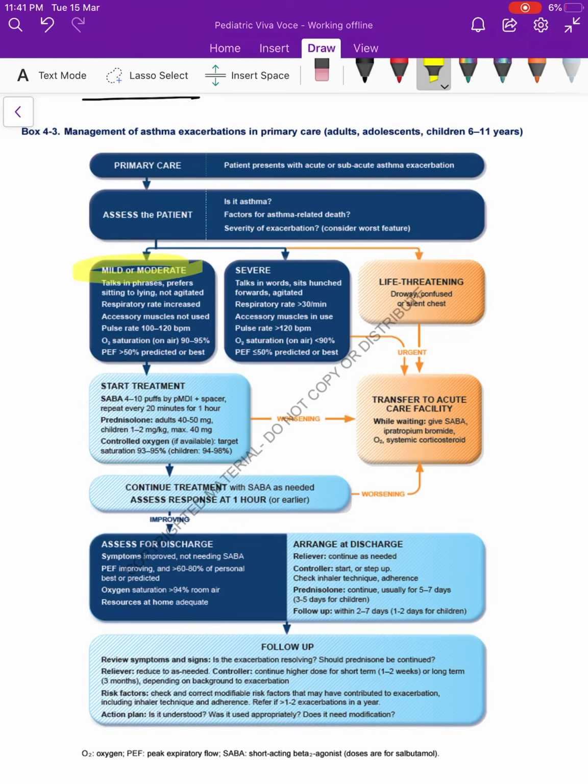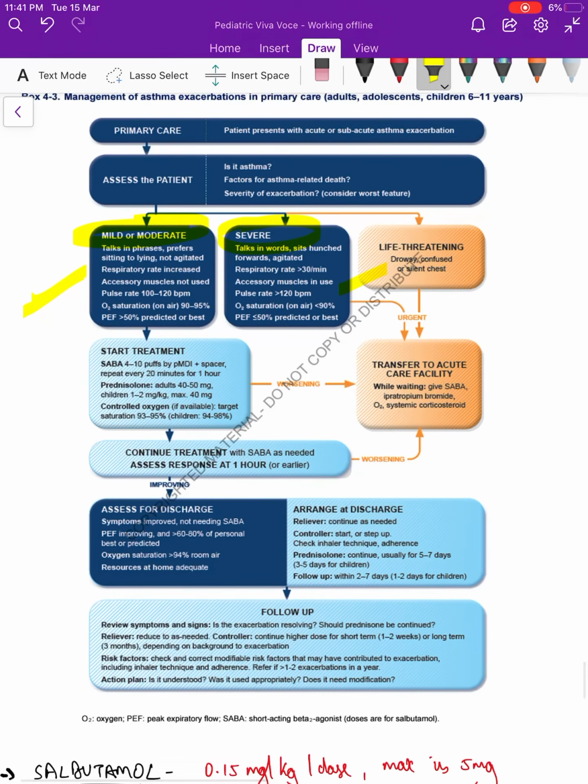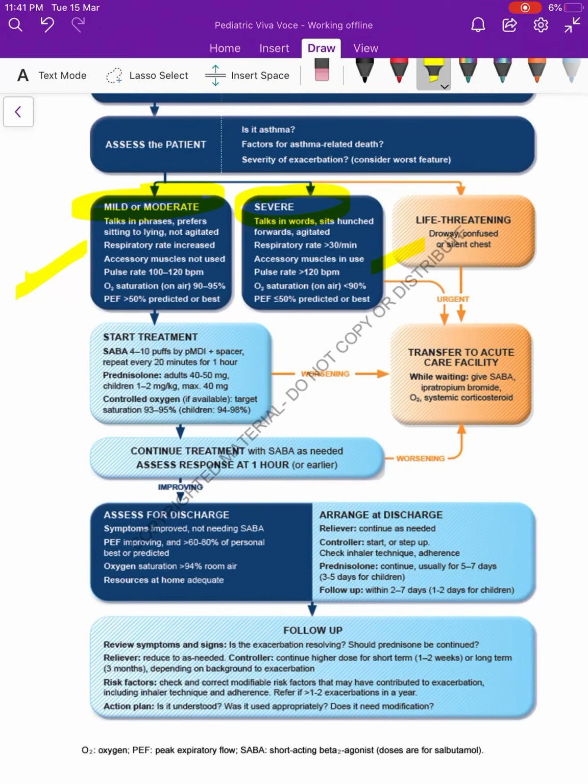This depends on whether it is a mild, moderate or severe exacerbation. Be aware of the definition of mild, moderate and severe exacerbation. In case of mild or moderate, how do we treat? The preferred modality is MDI with spacer, with 4 to 10 puffs of short acting beta 2 agonist repeated every 20 minutes for 1 hour. Then we start the patient on oral prednisolone at 1 to 2 mg per kg, and we also use controlled oxygen.